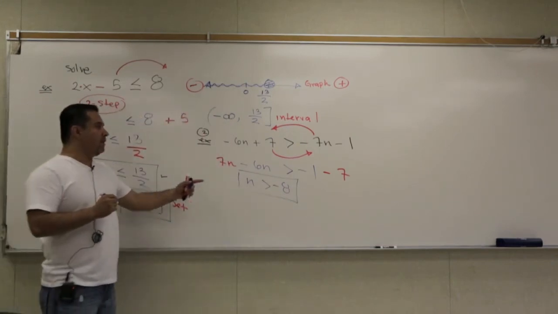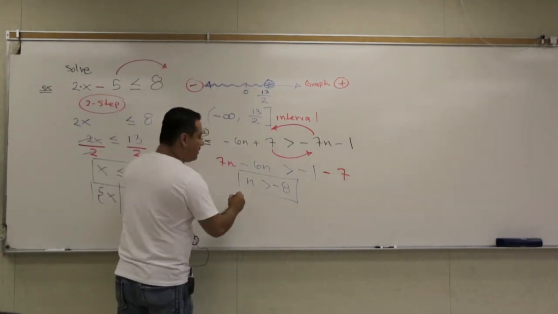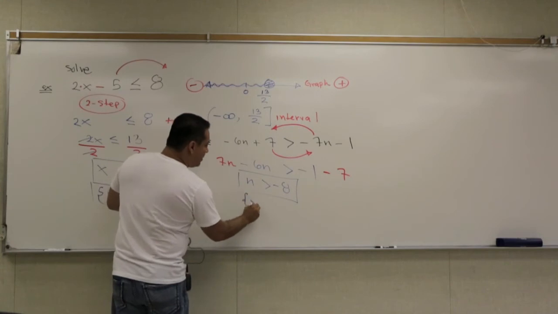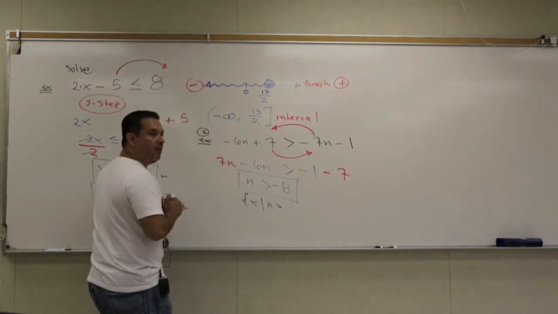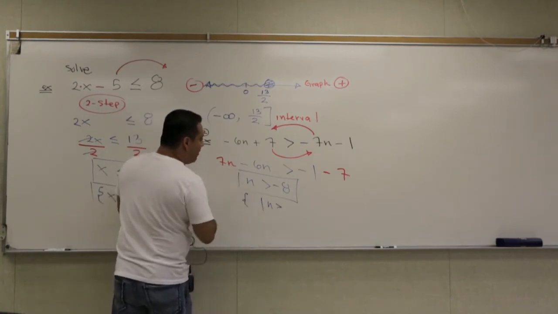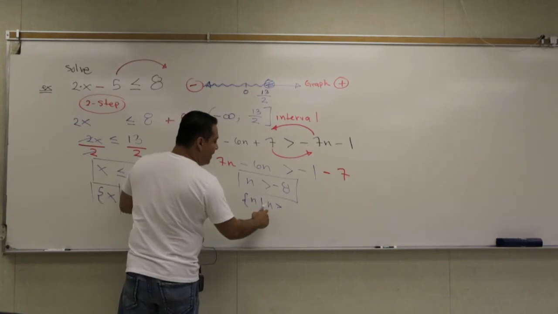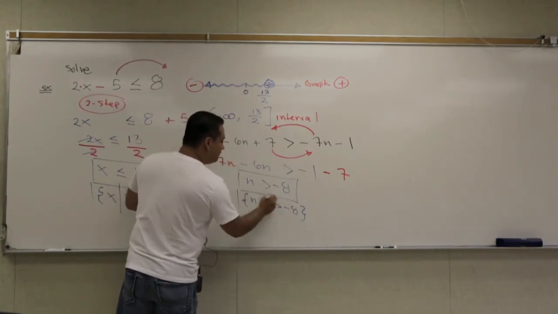Here's your solve part. Okay, so you solve this. This is the solve part. And then, what comes next? Let's write the set notation. Set of all x such that n is, it's not x now. What is it? It's n. It's the set of all n now, such that n is greater than negative 8. So here's your set notation.